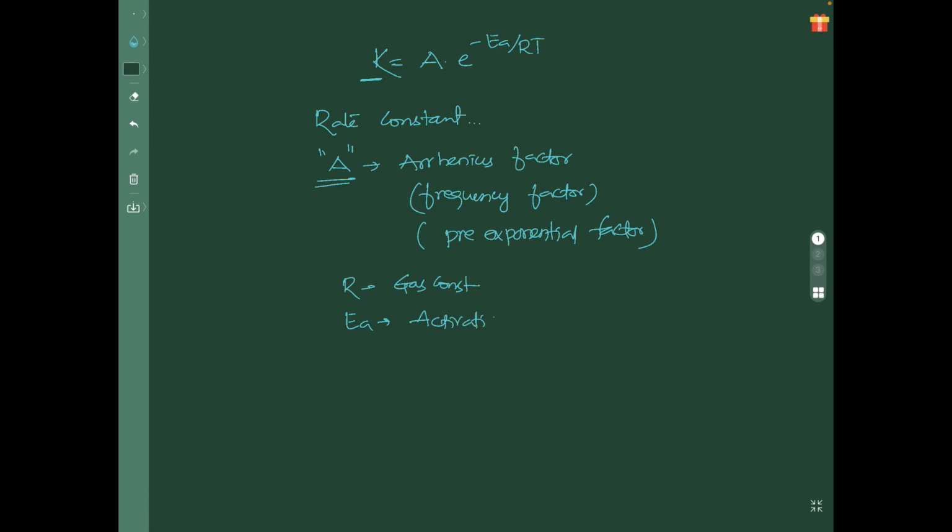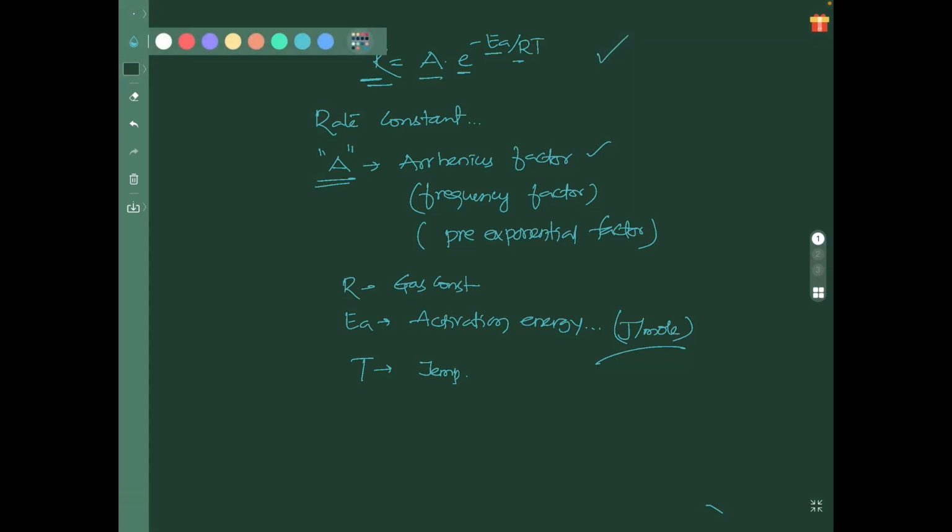So we need one new term here. What is activation energy? We'll go to activation energy, don't worry. And activation energy is generally given in joules per mole. K is rate constant, A is Arrhenius factor, e is the base, EA is the activation energy, and T is the temperature. So this equation is known as the Arrhenius equation. Very, very, very important equation, you can say.